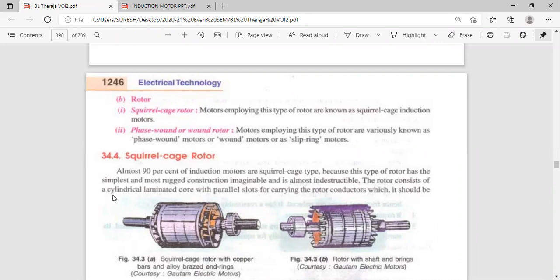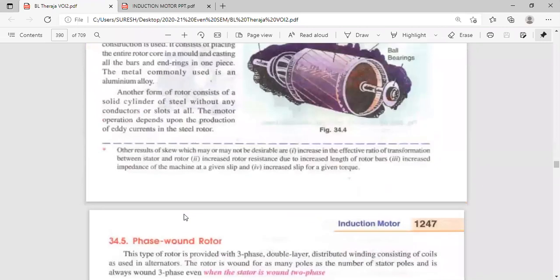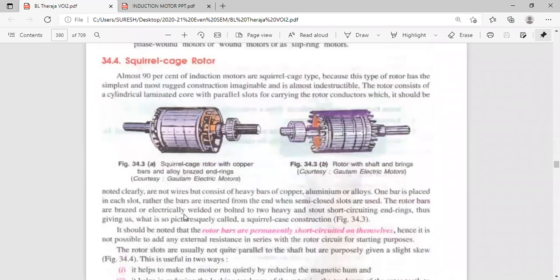See here, the rotor consists of a cylindrical laminated core. Core means iron piece. Cylindrical core means circular. This is the cylindrical core. On the cylindrical core, they are placing the rods, copper rods. This I'll explain on the board. See, 1 minute.